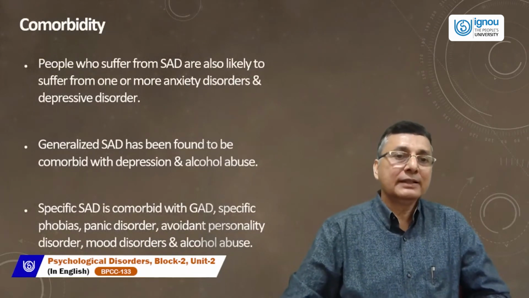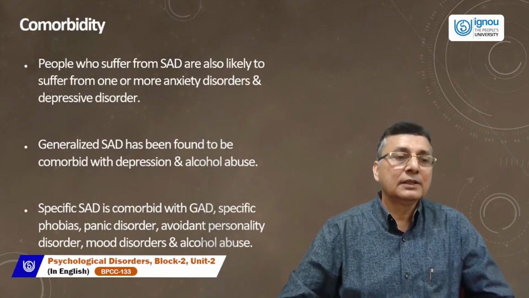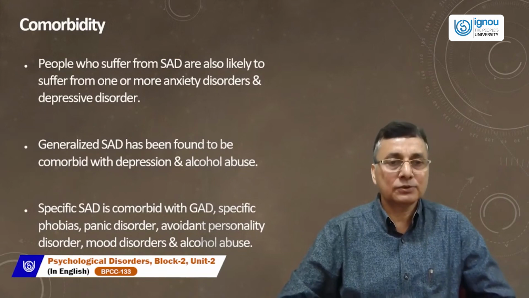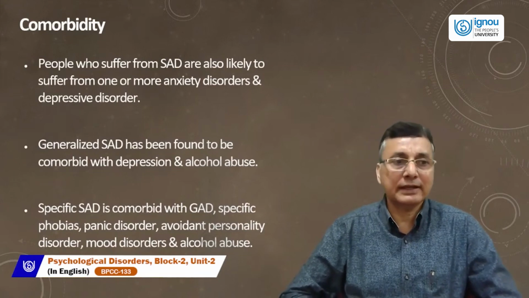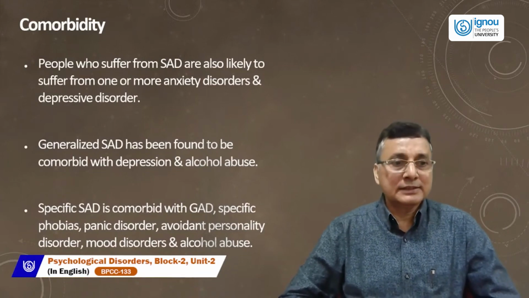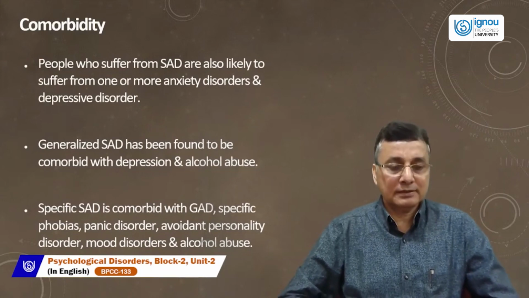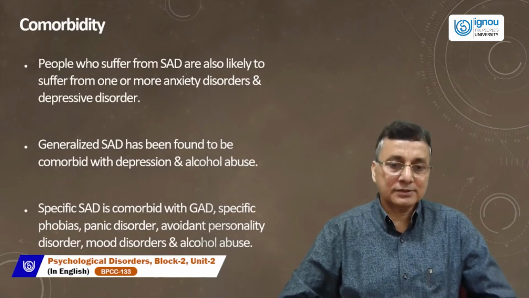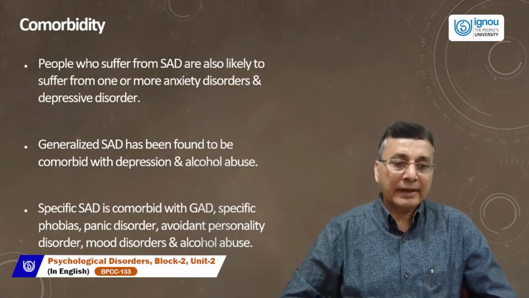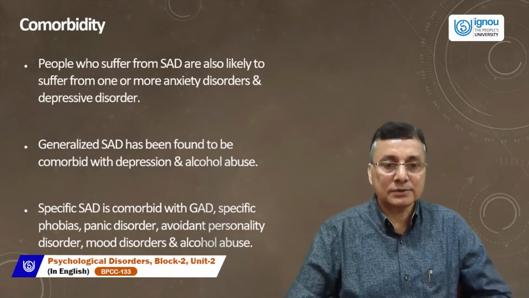Comorbidity means presence of other illnesses when the person is having social anxiety disorder. So it has been seen that people who suffer from social anxiety disorders are also likely to suffer from one or more anxiety disorders and depressive disorders. Generalized social anxiety disorder has been found to be comorbid with depression and alcohol abuse. Specific social anxiety disorder is comorbid with generalized anxiety disorders, specific phobias, panic disorders, avoidant personality disorders, mood disorders, and alcohol abuse or smoking.